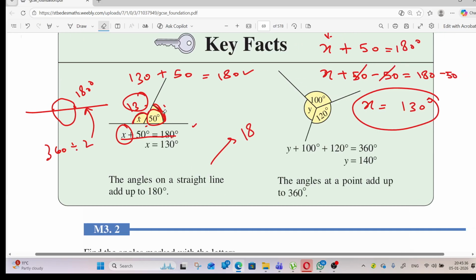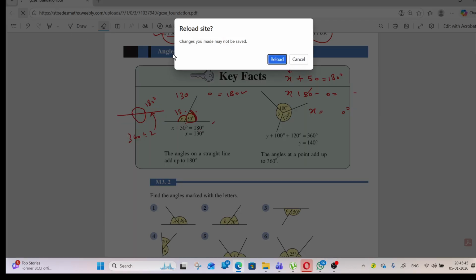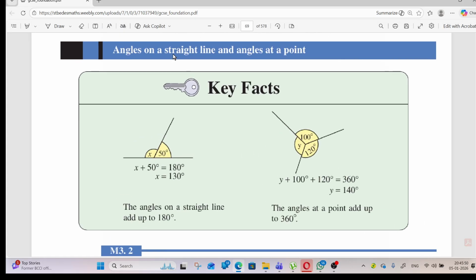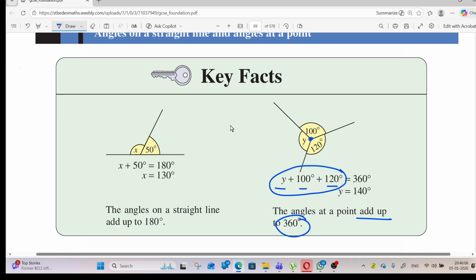Clear? Now let me erase this. It looks messy. This is a better way. Now angle on a point: we know a full turn angle is 360 degrees, right? So this is a point. All these three angles are formed at a point, so they always add up to 360 degrees. So we can write y plus 100 plus 120. If I add all these three angles, I should get 360, right? So first I add 100 and 120, and I get 220, right?